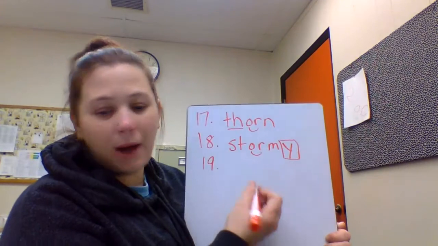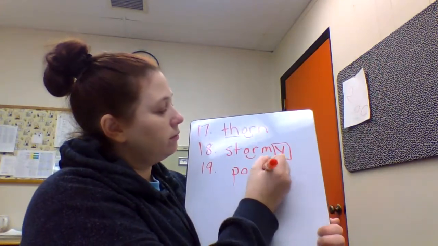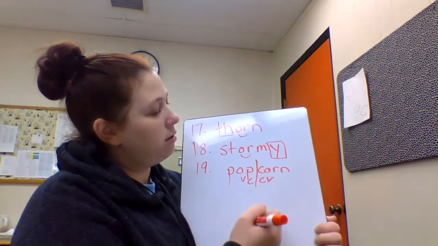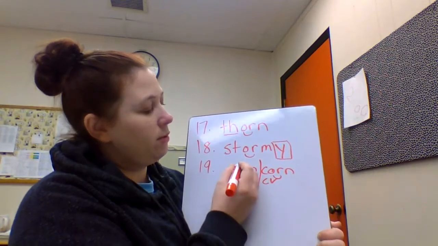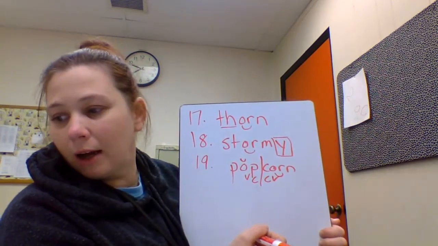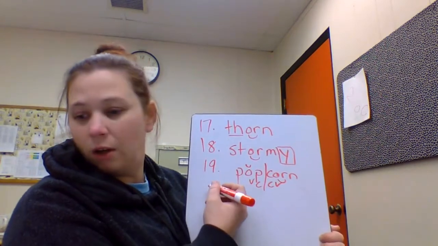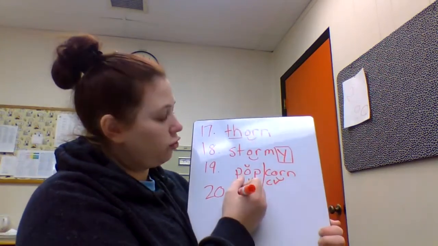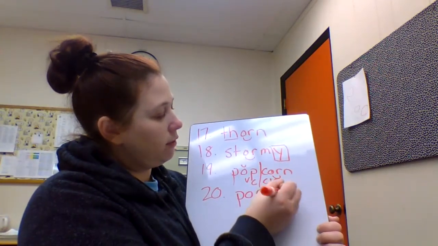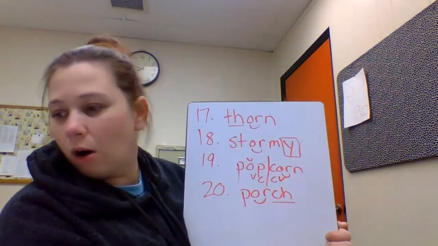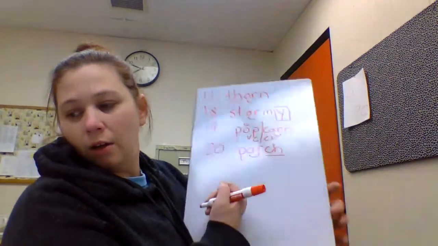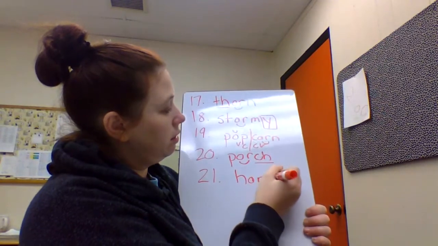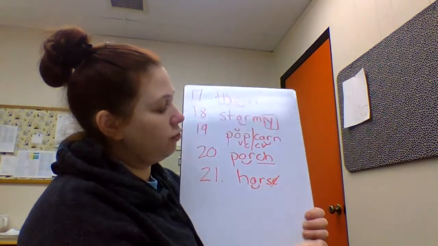Number 19, popcorn. Here we have our vowel consonant, consonant vowel. We have our combination OR. We get a breve here on our O. That one had a lot going on, didn't it? All right, number 20 is porch. We have our digraph CH, and we have our combination OR on porch. Number 21, we have horse. We don't say that E at the end, and we have combination OR.